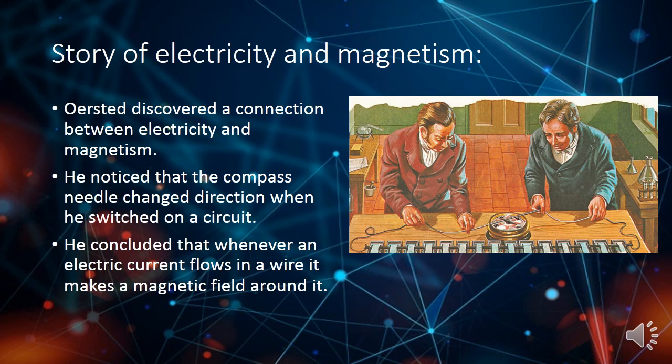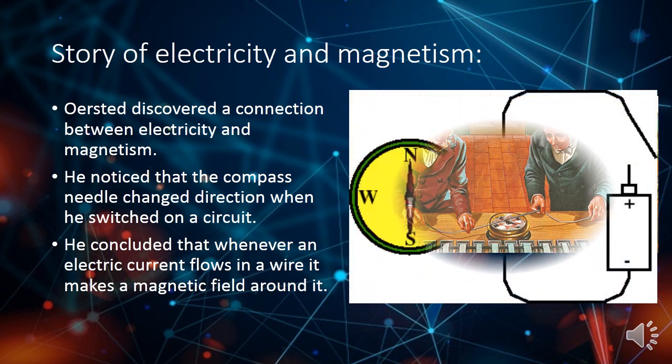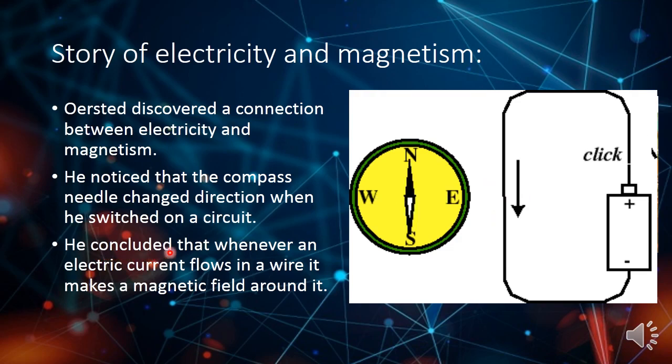He suddenly noticed that when he switched on his circuit, the compass needle changed direction. Now what did he conclude? He concluded that whenever an electric current flows in a wire, it makes a magnetic field around it. So as you can see here in this circuit, this is a compass.